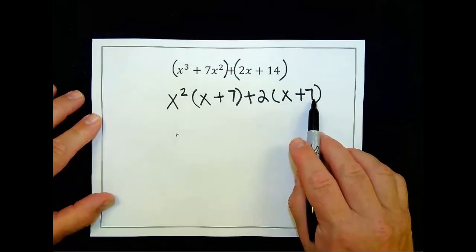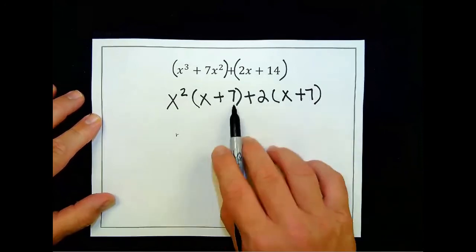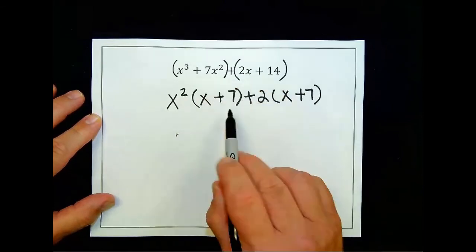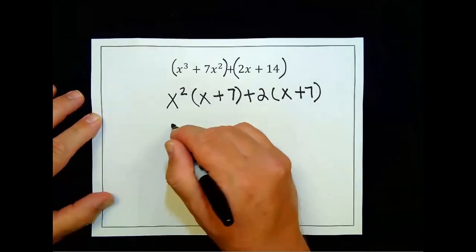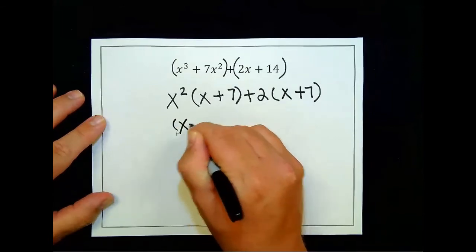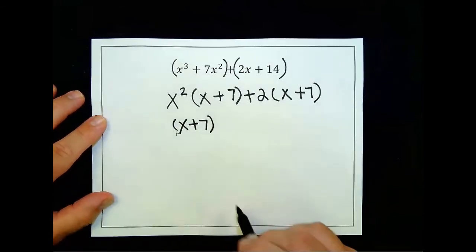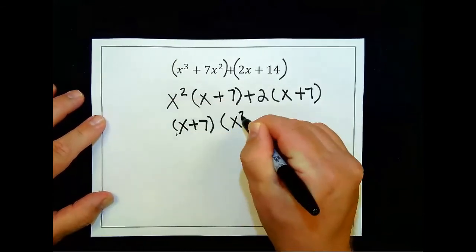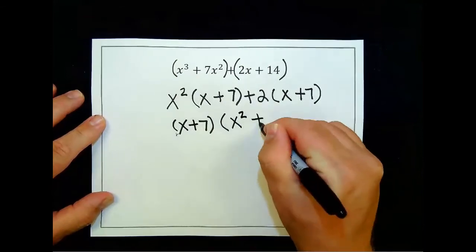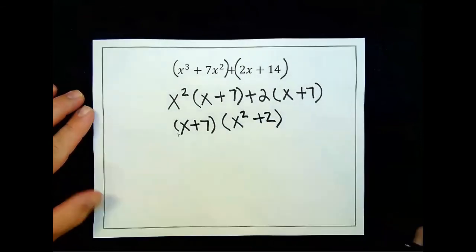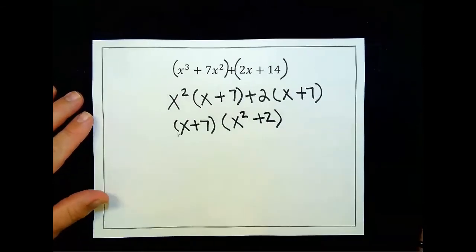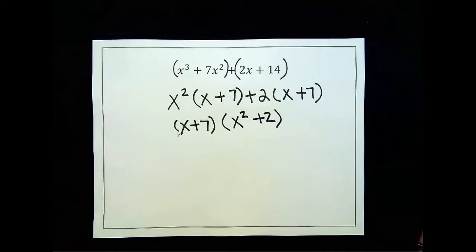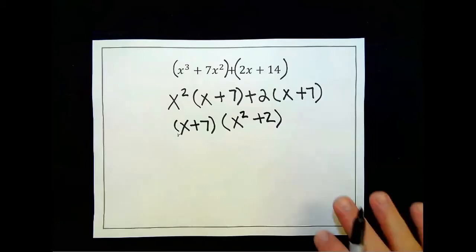So what I'm going to do now is factor these out. I'm going to take this x plus 7 out of both of those. So I put the x plus 7 in front, and then I write what's left. Well, I've got an x squared in the first term, and I have a plus 2. And that's as far as I can factor that one. If I wanted to go on and find zeros from here, I could, but this is factoring by grouping. Let's do another example.